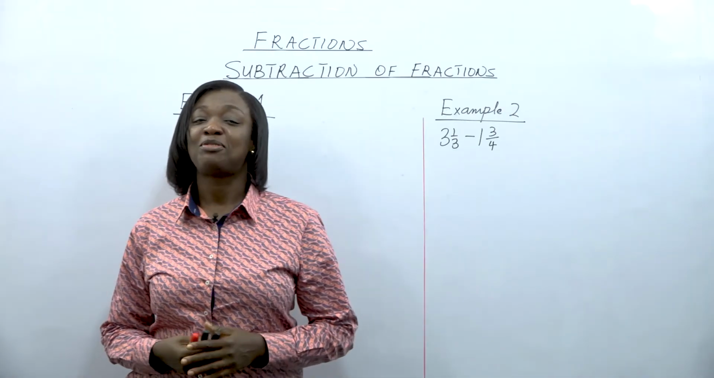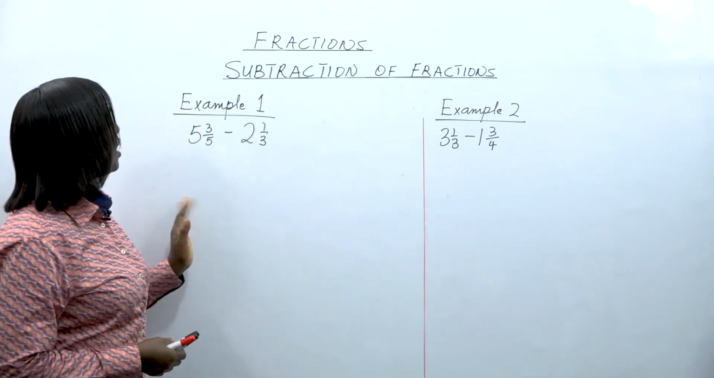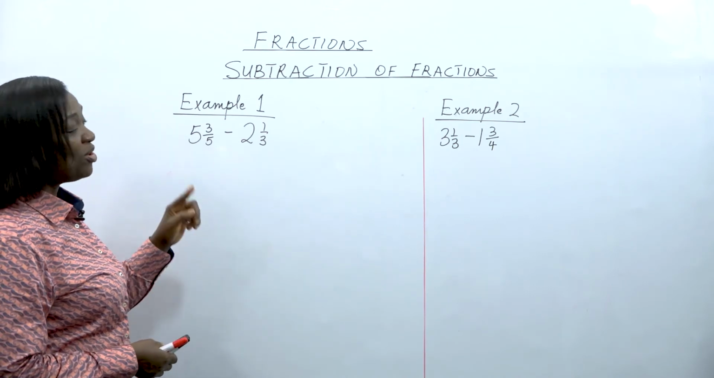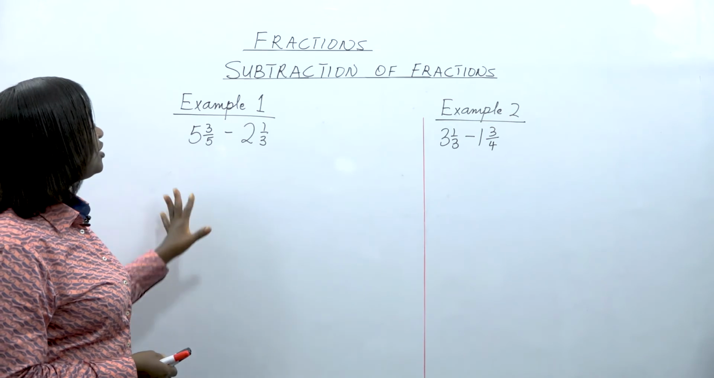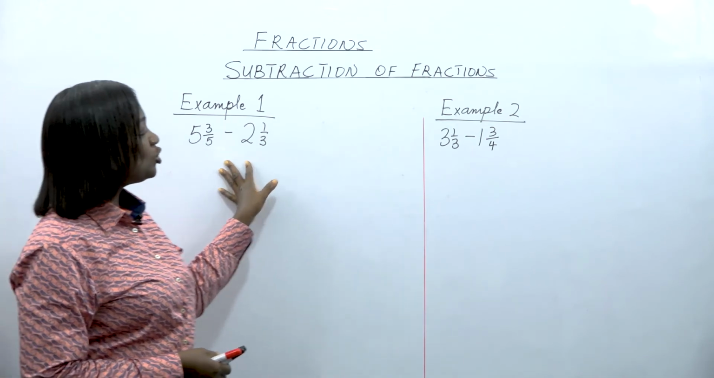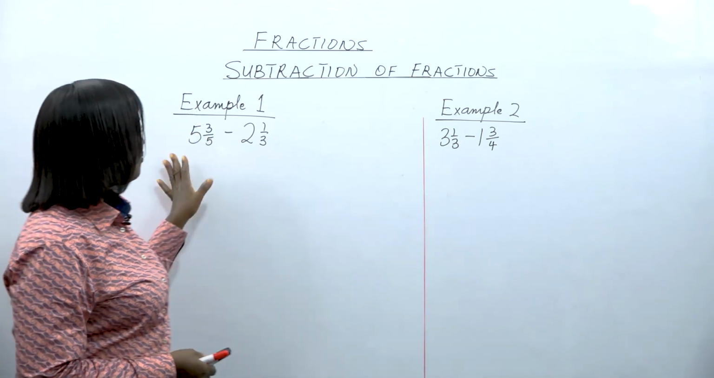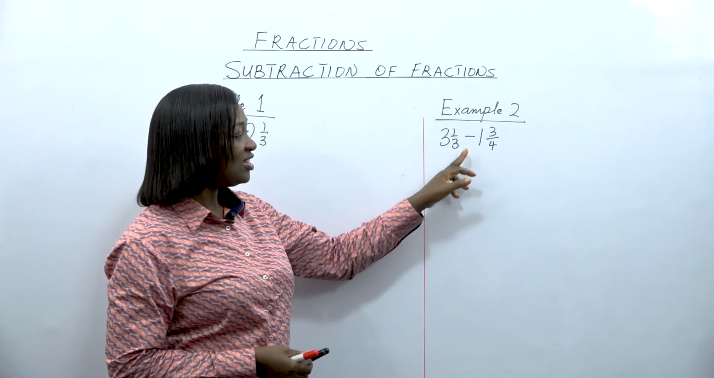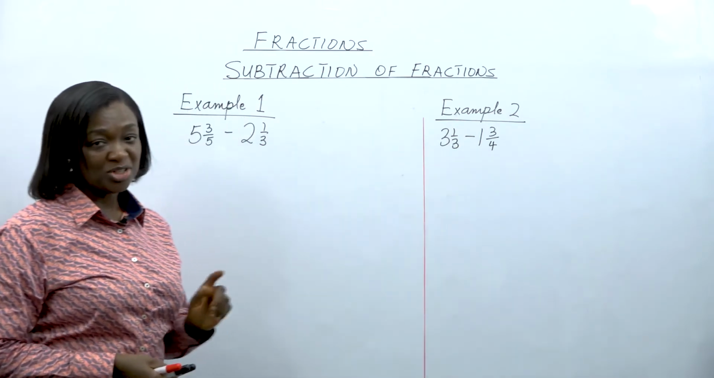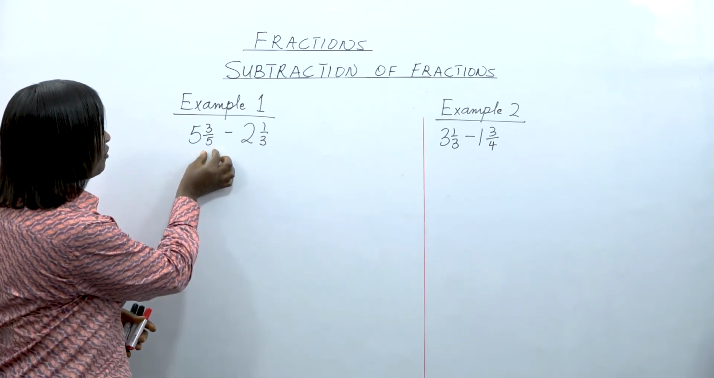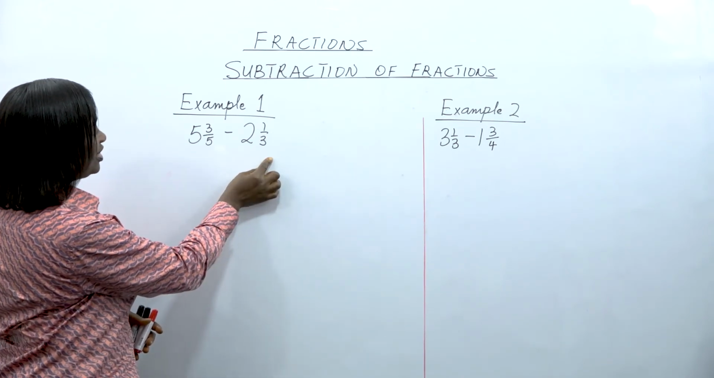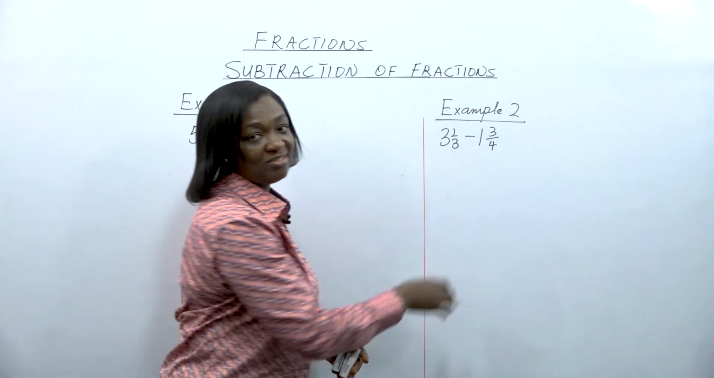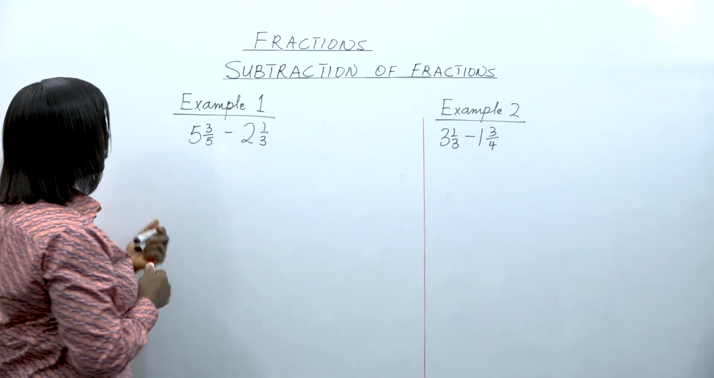Here we want to look at how to subtract fractions. The first example is 5 3/5 take away 2 1/3. I want you to pay particular attention to the difference between the two problems. 5 3/5 take away 2 1/3, and 3 1/3 take away 1 3/4. What do you notice? The proper fraction attached to the whole numbers is what I want you to take note of. For example, 1 and 2. We'll see the difference as we go on. So solution.